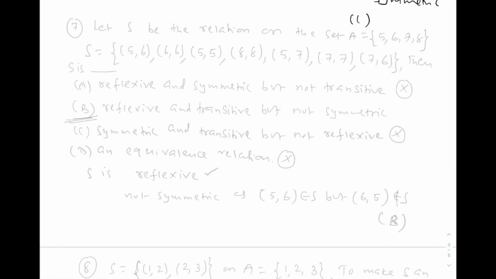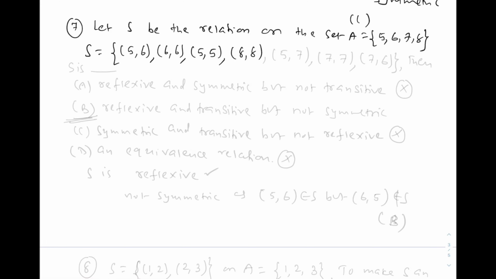Okay, let us take one more. Let S be the relation on the set A equal to {5, 6, 7, 8}, defined like this: S equal to {(5,6), (6,6), (5,5), (8,8), (5,7), (7,7), (7,6)}.